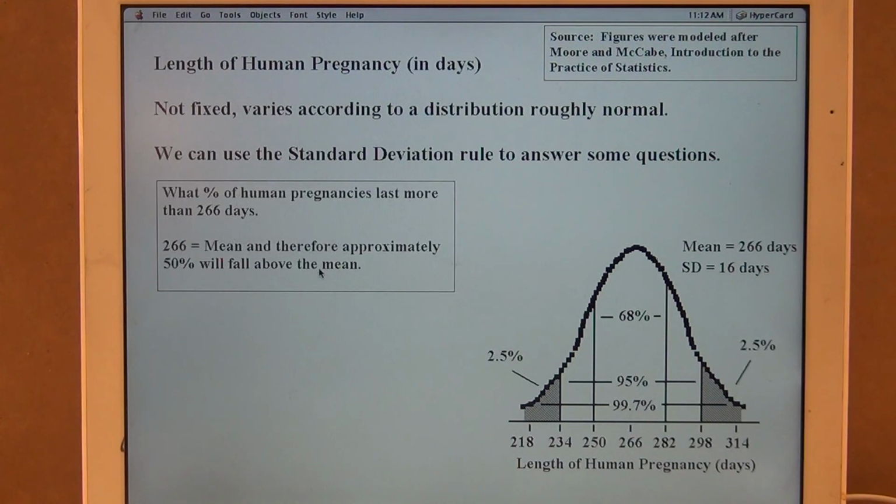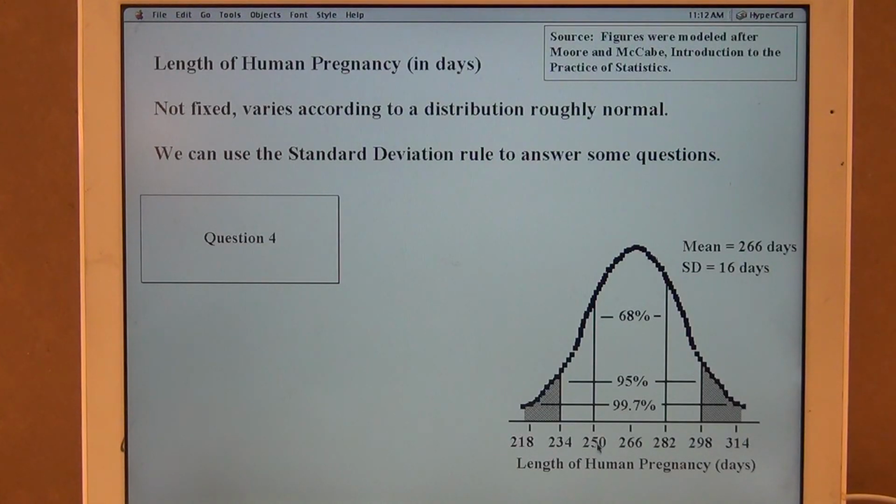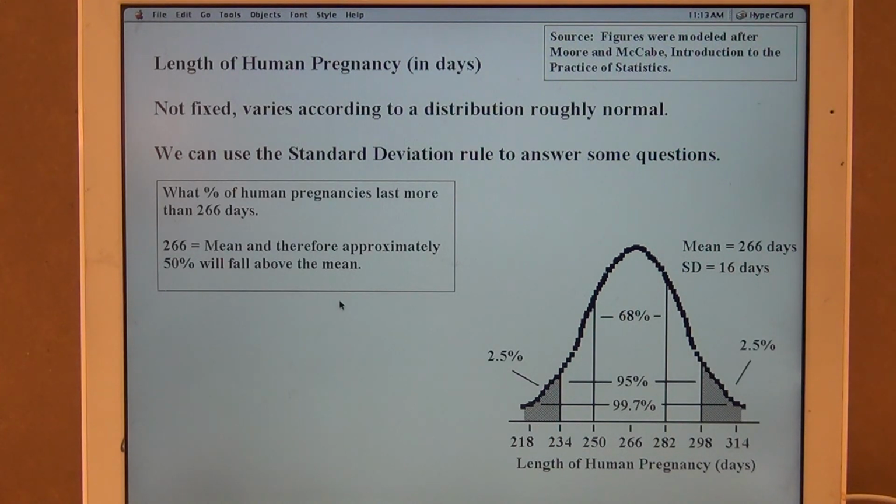Last question. What percent of human pregnancies last more than 266 days? Well, 266 days is here. It's the mean. So it says what percent, and the mean divides the distribution in half, 50%. So from here to here, that would be 50% of all the observations. So to answer the question, 50% will fall above the mean.